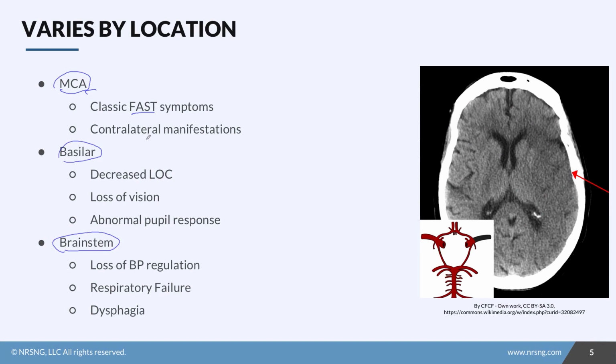And then with your basilar strokes, this is going to affect level of consciousness. Okay, it's going to also affect the eyes, the vision field, and it can also create abnormal pupil responses. So you're going to see those pupillary changes, and that's why we've talked before about the PERLA. Pupils equal, round, reactive to light, and accommodate. That's why we do those tests. And with your stroke patients, it's really important that you're doing those tests. A lot of neuro ICUs are going to have Q2 hour vital sign checks. That's going to also include checking pupils.